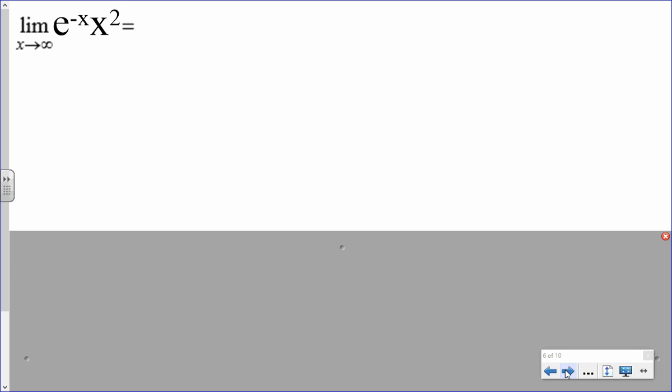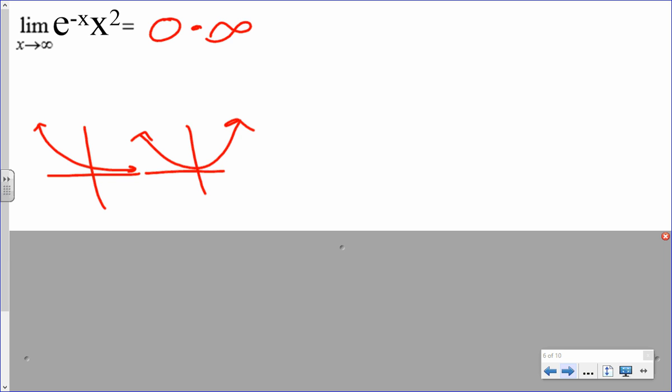Okay, remember, if it's indeterminate, we need to find a way to make it a fraction in order to be able to apply L'Hopital's rule. So if we tried to do this, e to the negative x towards infinity, we approach 0. x squared towards infinity, we approach infinity. We have 0 times infinity. Indeterminate. Okay? So we have to apply L'Hopital's rule. Now we can't unless it's a fraction. How do we make it a fraction?